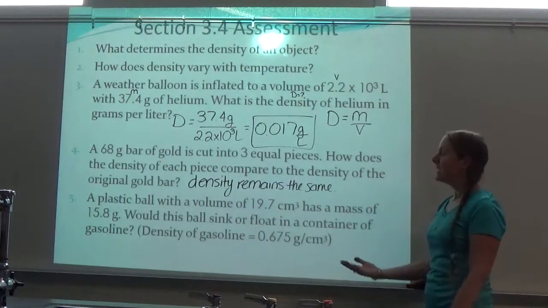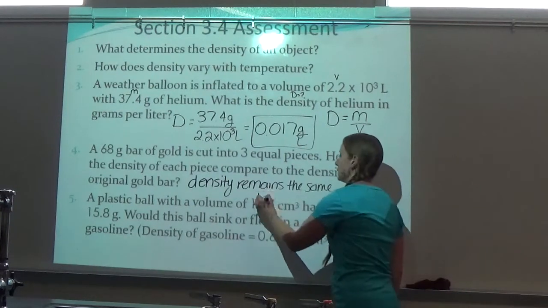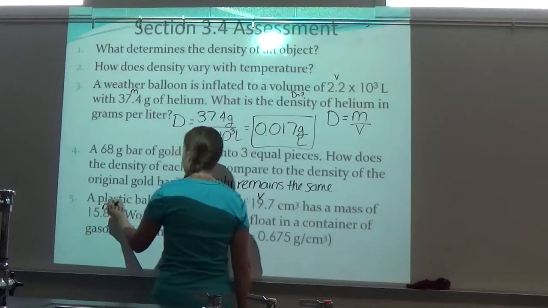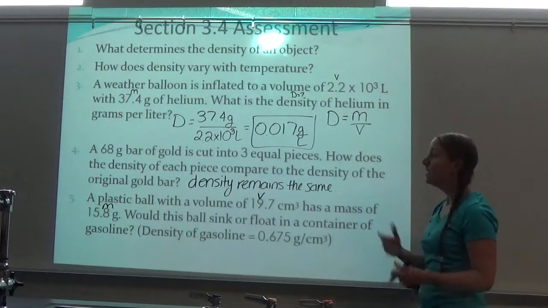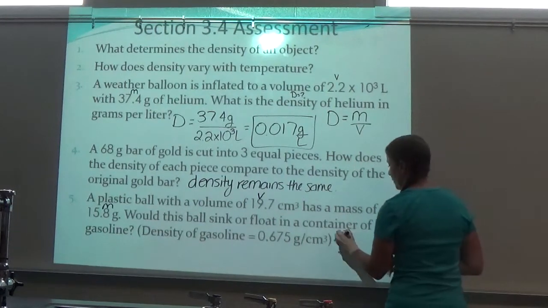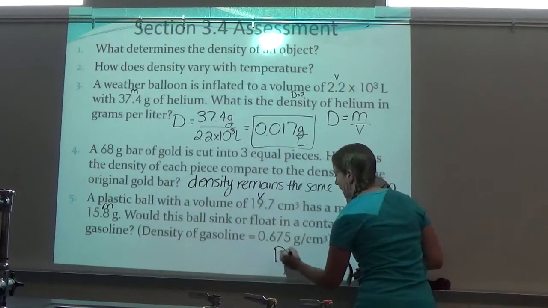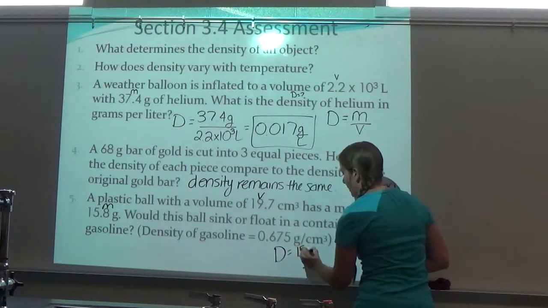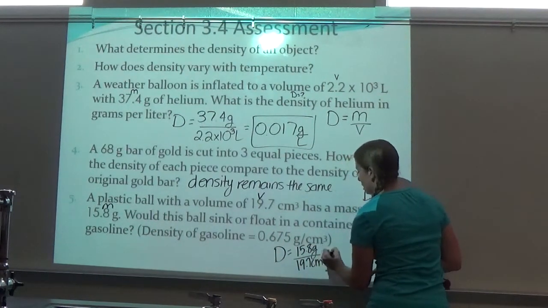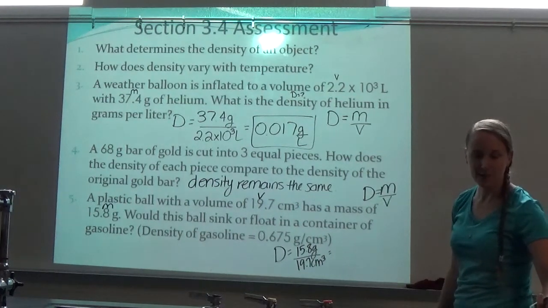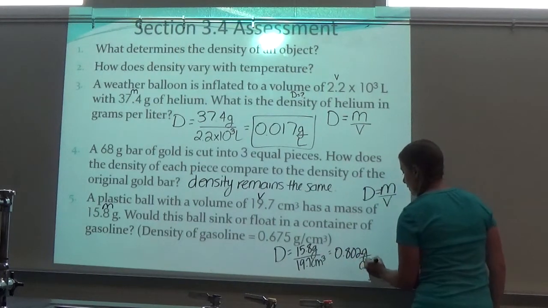All right, so last one, or I think this might be the last one, we'll see when I click. A plastic ball with a volume of 19.7 centimeters cubed has a mass of 15.8 grams. Would this ball sink or float in a container of gasoline if the density of gasoline is this? So first we need to figure out the density of the plastic ball. So density equals mass over volume. Whew, I didn't give myself much room to write down here, did I? So my mass is 15.8 grams. My volume is 19.7 centimeters cubed. So once I divide, I get 0.802. And then my unit would be grams per centimeter cubed.